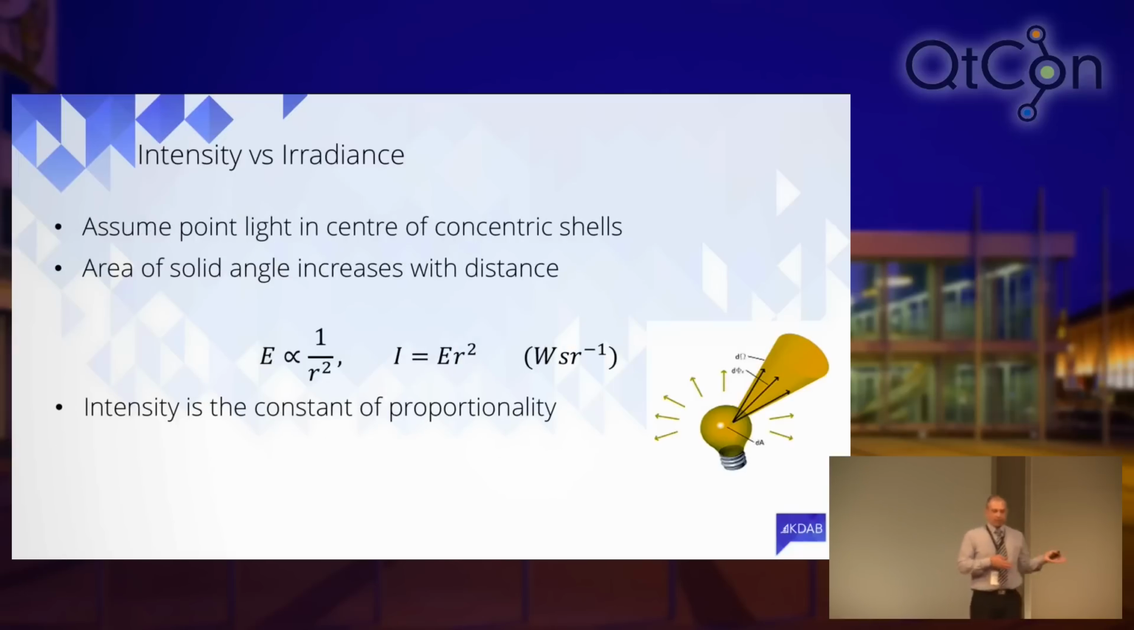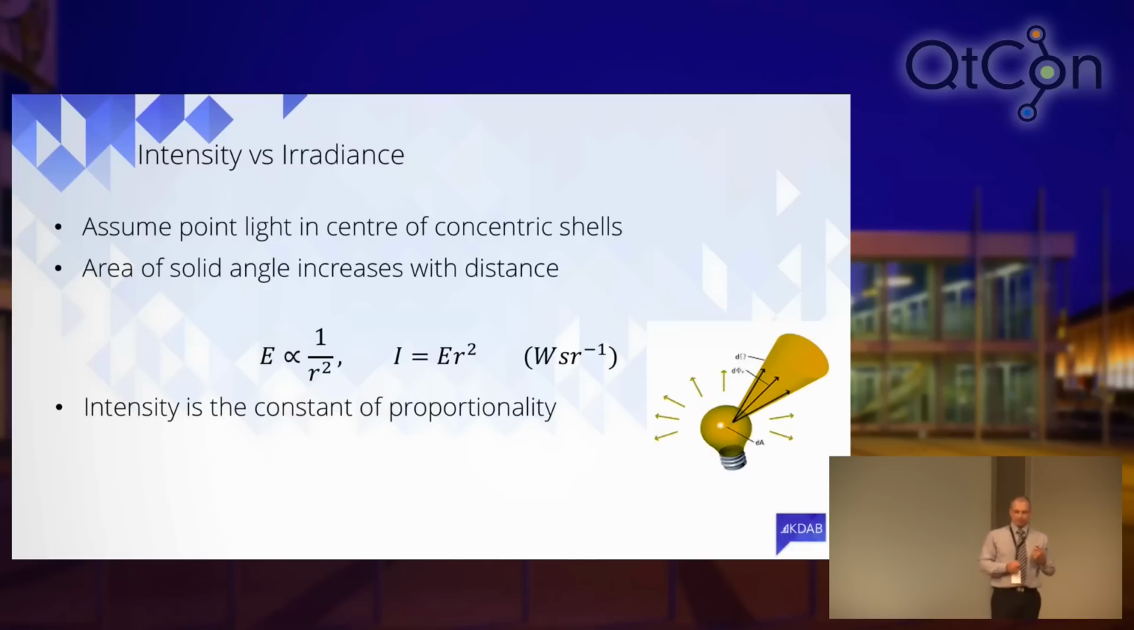Now, intensity versus irradiance. If we have a point light source and we draw concentric spheres around it, then as our photons move away in a certain direction that we're measuring for the intensity, as we move further away, our solid angle covers a larger and larger area. And the constant of proportionality here is actually the intensity. So we can relate the intensity versus the irradiance with I equals E r squared. And that's, again, watts per steradian. It's the same thing, just a different way of thinking about it.